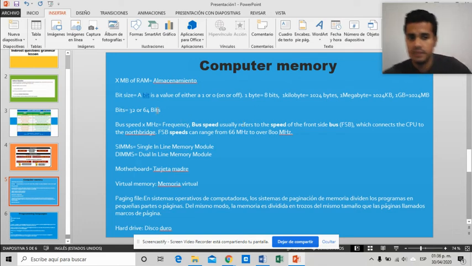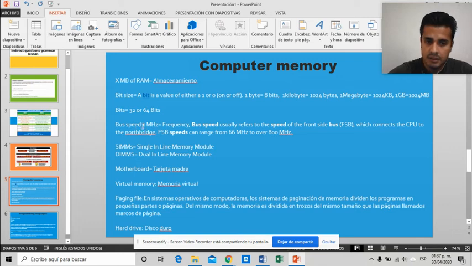So be careful not to confuse it with a byte. This is a bit. A bit is either 1 or 0. 1 byte is 8 bits. And from here we have the chart. For example, 1 kilobyte equals 1024 bytes. 1 megabyte equals 1024 kilobytes. 1 gigabyte equals 1024 megabytes, and so on. Okay, bits. Here we have an example. When you buy a computer, the operating system could be either 32 or 64 bits. That's the example for this word.